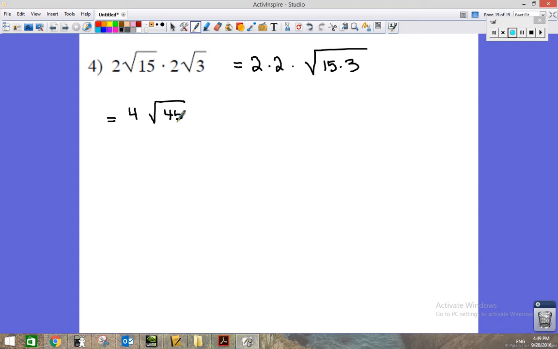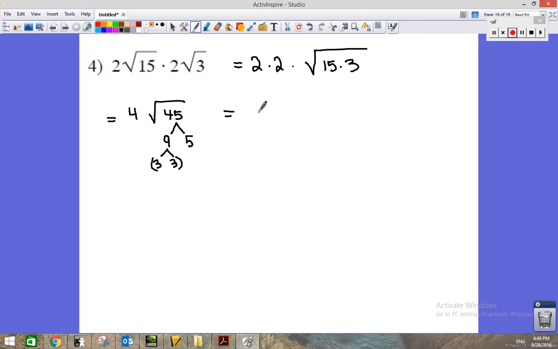Now, I'm not ready to say that that's my final answer because I have to look at 45, the radical 45, and see if I can simplify it. Let's break it down. 9 times 5, and we can see that the 9 breaks down to 3 times 3, that the square root of 9 is 3. So it can be simplified.